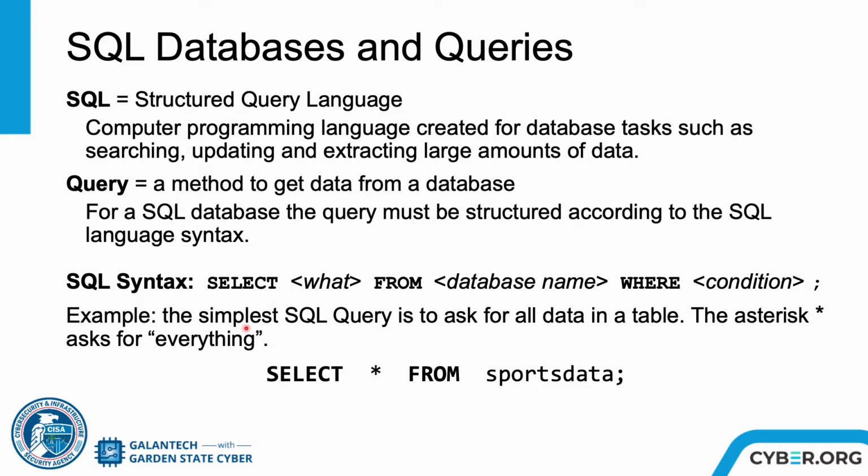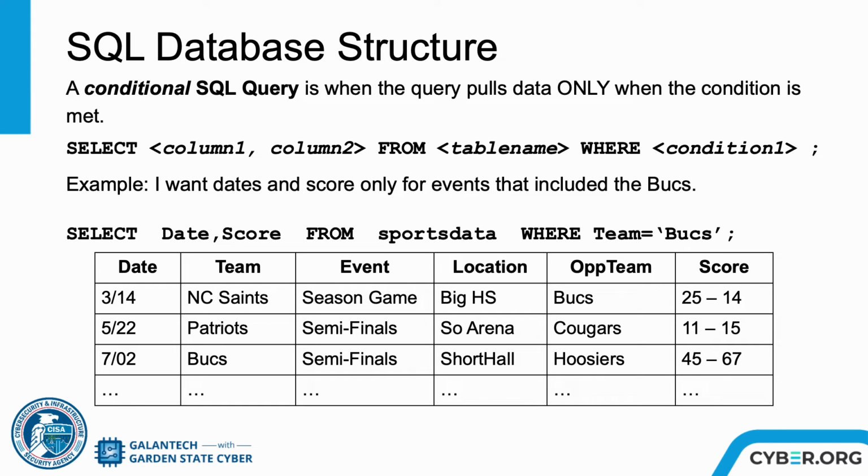If we wanted the simplest SQL query, which is to ask for all of the data that's in a table, we would use the asterisk, which is us asking for everything. And this would be the syntax. Select asterisk, which denotes everything, from sports data. This was the table that we saw in the previous slide. And you'll understand why there's a semicolon there in a second.